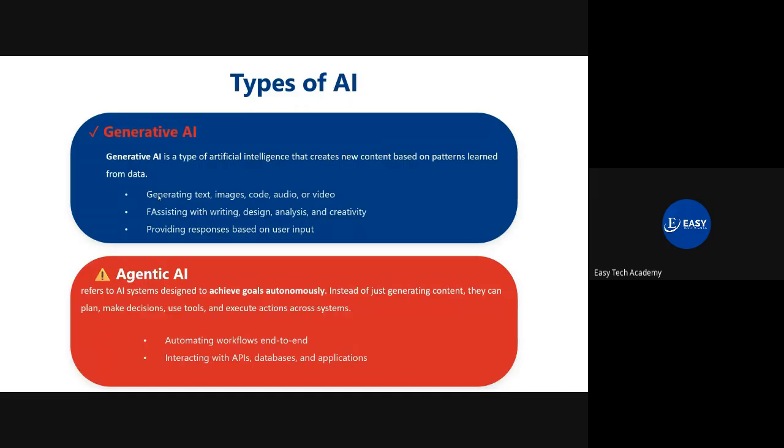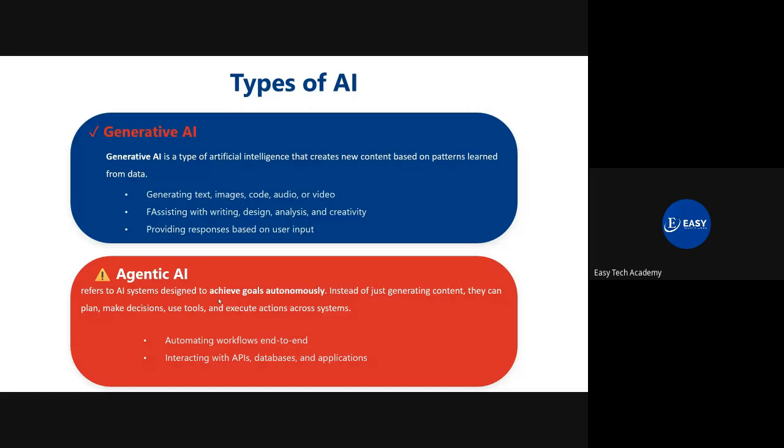We also have the agentic. The agentic goes beyond generating. If you go to ChatGPT, for example, I'm using ChatGPT as a case study because it's very, very popular out there, and you ask questions, it gives you answers, that's all, right? But here, we're looking at agentic AI. This refers to AI systems designed to achieve goals autonomously.